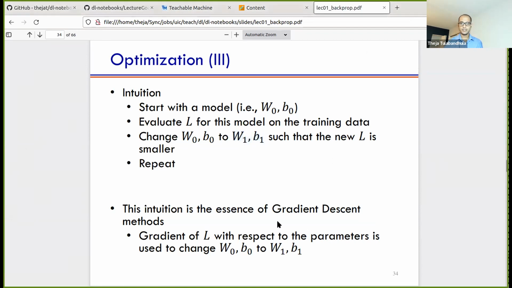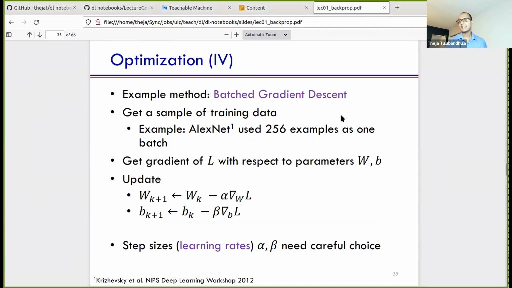Yeah, let's actually see. So what exactly is the update step, right? We'll talk about, actually, we don't even have to talk about batch gradient descent. So gradient descent is what we saw in the previous slide.